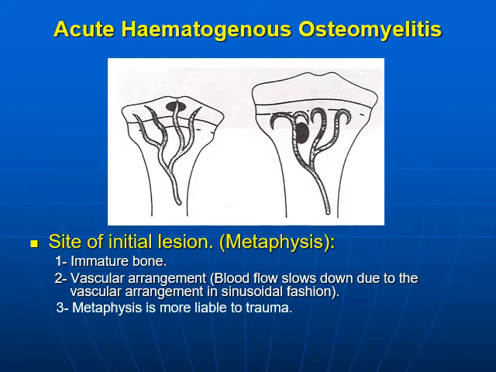Why is the metaphysis the commonest site? We know that bones have what we call epiphysis, metaphysis, and diaphysis. So why is the metaphysis the commonest area for the initial lesion? Because it is immature bone, and because of the vascular arrangement in sinusoidal fashion, which makes the blood slow down and the bacteria settle in this area. And the other thing is that the metaphysis is more liable to trauma.